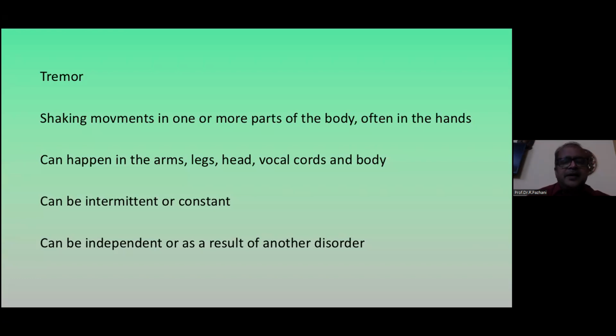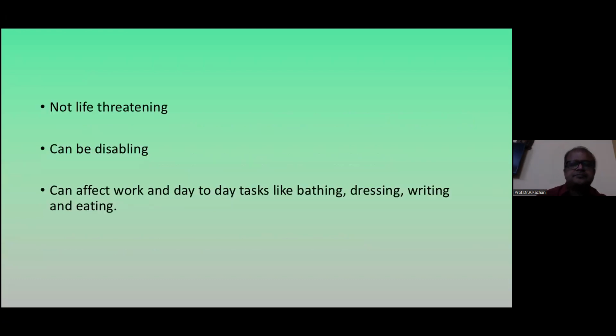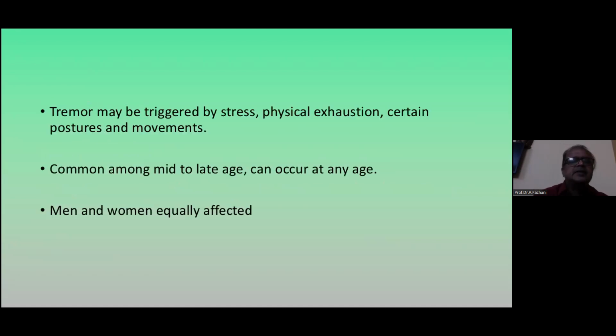It can be independent or as a result of another disorder. So it can be just a tremor with no underlying medical disorder, or it can be a manifestation of some other underlying medical disorder. It is not life-threatening. If it is independent tremor, it can be disabling, but there are sometimes underlying medical disorders due to different reasons. They can have prognosis depending upon the underlying medical disorder. It can affect work and day-to-day tasks like bathing, dressing, writing, and eating. So when we see the patient, we have to ask them in which way the tremor is disturbing. It is a very important question to ask.